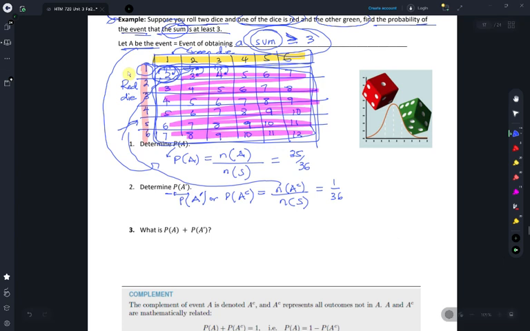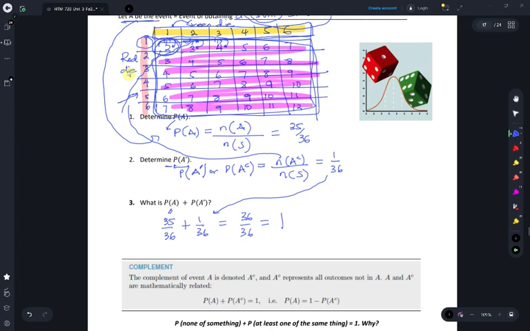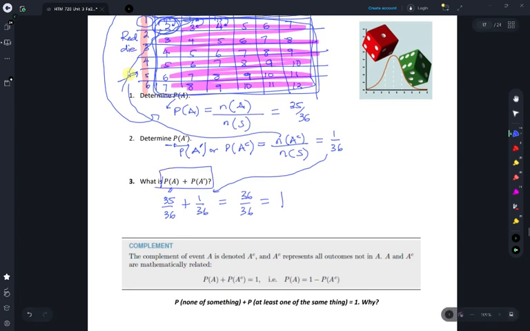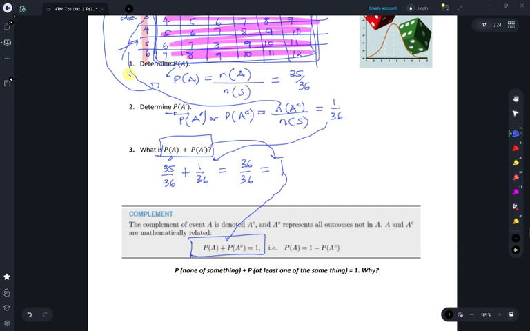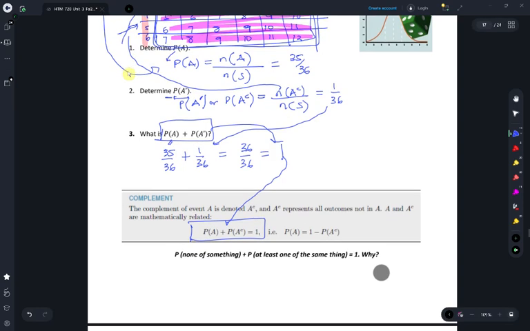Well, what do we notice? The probability of A, of an event, was 35 over 36 in this example, plus the probability of its complement. That gives us 36 over 36, which is equal to 1. So this observation here provides a basis for the relationship between the probability of an event A and the probability of its complement. Why is this simple principle very important to us?